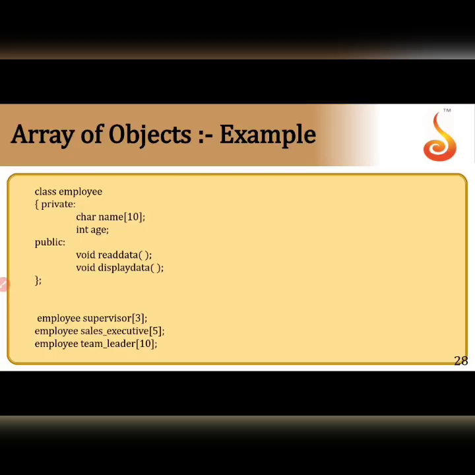What am I doing here? I am just creating a class called employee. Employee is a class with 2 data members, char name, which is nothing but a string or character array, and integer age. So how many bytes of memory would be allocated when the object is created? It will be 10 plus 2, 12 bytes of memory for this class. And then void read data and display data are the 2 member functions declared in public so that I can call them from outside the class. And what am I doing here? I am creating an object.